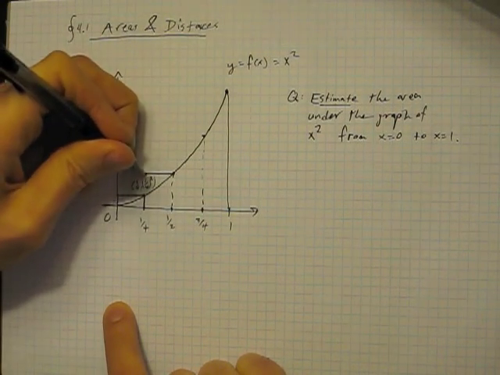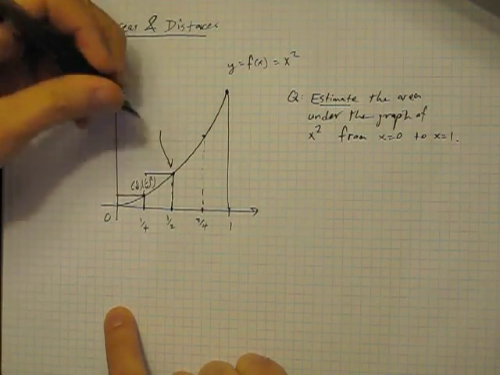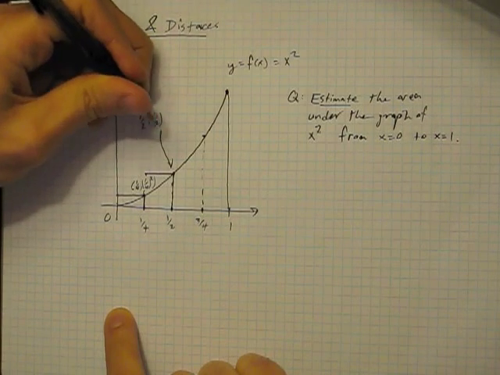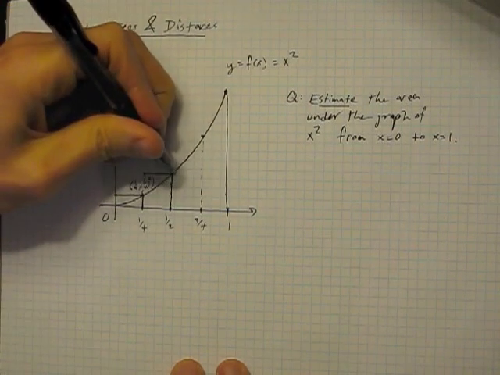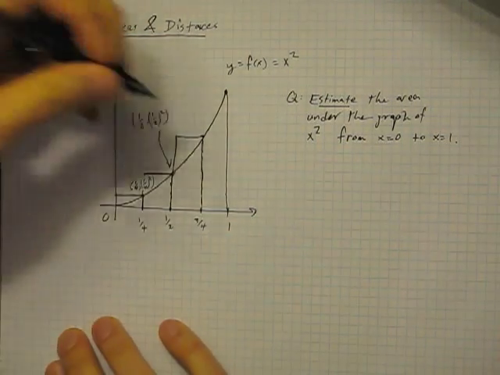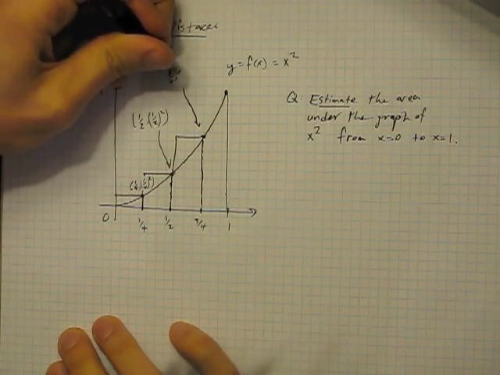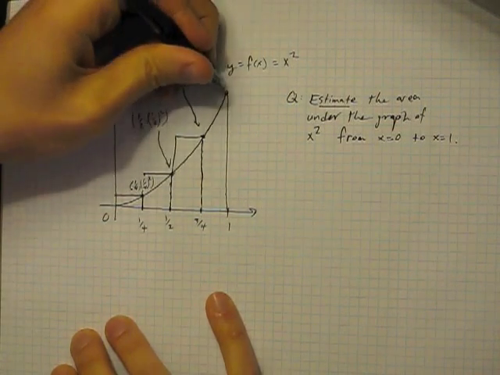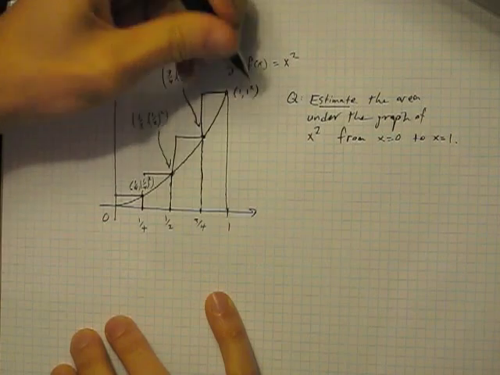I'm going to build another rectangle like this. Wow, it's really loud and annoying. I really hope that you can hear me over this. The coordinates at this point are 1/2 and 1/2 squared, right? Because the function is x squared. And then same thing here. I'm going to build a 3rd rectangle, and the coordinates right there are 3/4 and 3/4 squared. And then finally, a 4th rectangle right here. And the coordinates here are 1 and 1 squared.